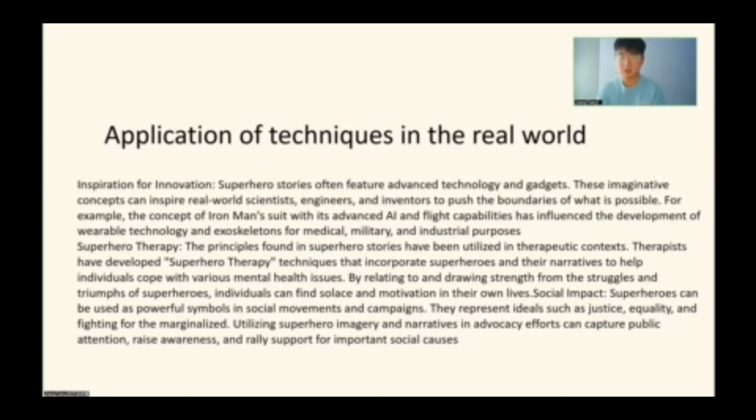And the last one is social impact. Superheroes can be used as powerful symbols in social movements and campaigns. They represent ideals such as justice, equality, and fighting for the marginalized. Utilizing superhero imagery and narratives in advocacy efforts can capture attention, raise awareness, and raise support for important social causes.